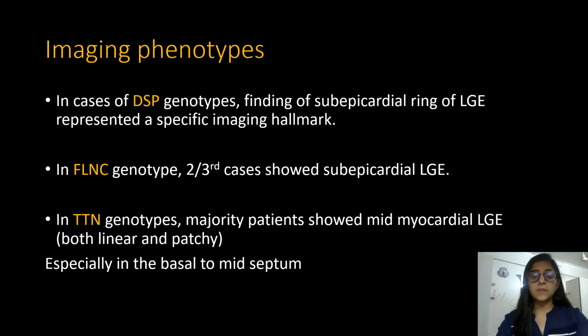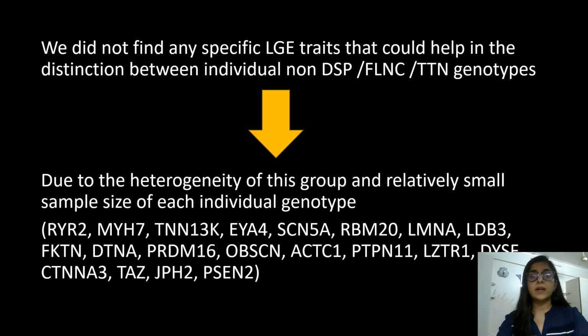So the imaging phenotypes: in the case of desmoplakin genotypes, the finding of a subepicardial ring of LGE represented a specific imaging hallmark. In FLNC genotype, 2/3 cases showed subepicardial LGE. In Titin genotypes, the majority of patients showed mid-myocardial LGE, both linear and patchy. We did not find any specific LGE traits that could help in the distinction between individual non-desmoplakin, FLNC, or Titin genotypes due to the heterogeneity of this group and the relatively small sample size of each individual genotype.